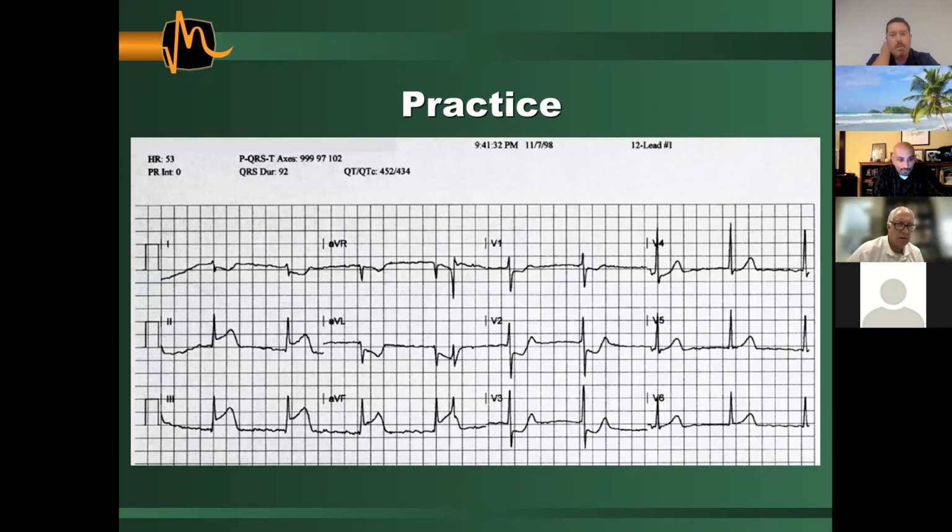So here is a big inferior MI. You got the reciprocal 1 and AVL. And this is also a posterior MI. V2 and V3, big R wave with ST segment depression, T wave inversion, V1, V2, V3. This is an infero-posterior MI.